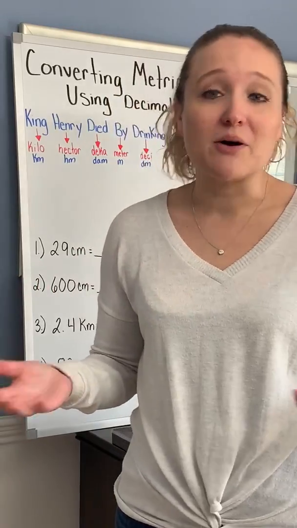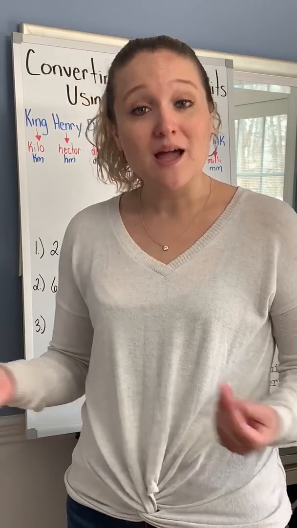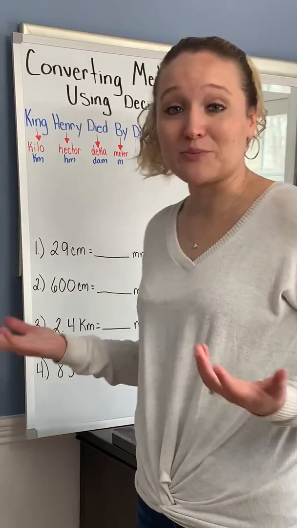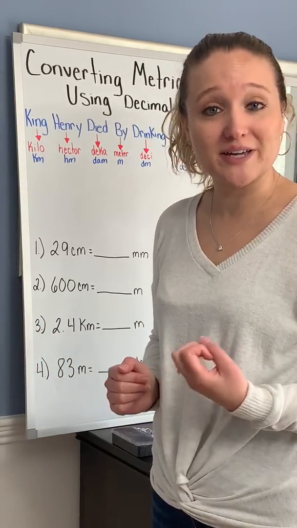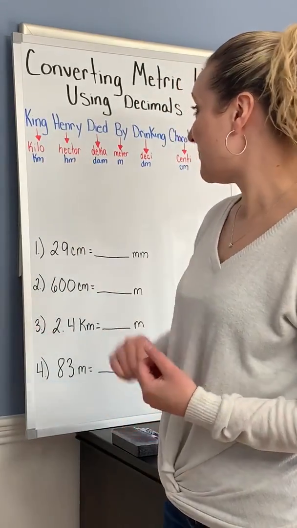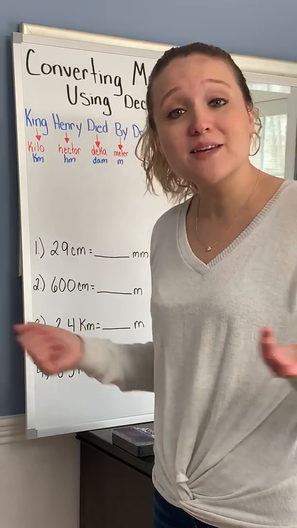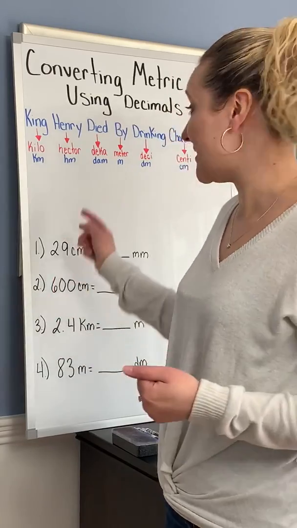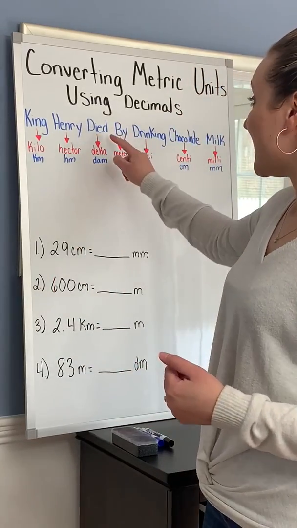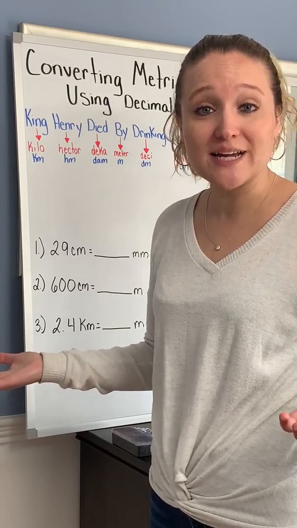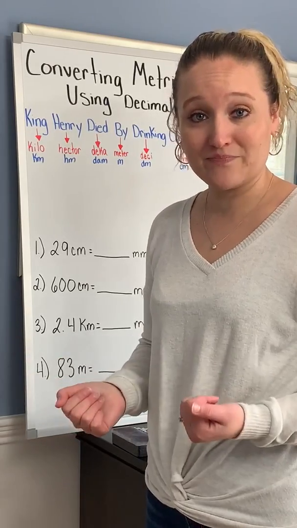So now let's talk about King Henry died by drinking chocolate milk and what it actually stands for. I will break it down word by word for you. Here we go. We have King. King stands for kilometer, and the abbreviation for kilometer is km. Henry stands for hectometer, and the abbreviation for hectometer is hm. Die stands for decameter, and the abbreviation for decameter is dam.